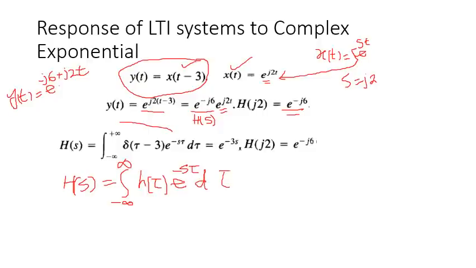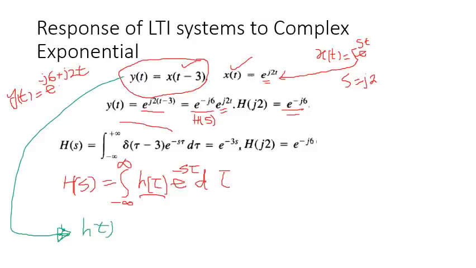So to use the formula, first we need to find the h of tau, or impulse response. So how to find the impulse response? That's very simple. You say what is impulse response, and we say impulse response is basically the output of the system. So the output of the system, we represent as h of t.